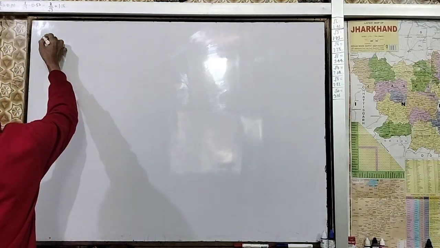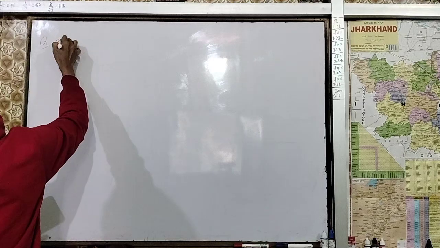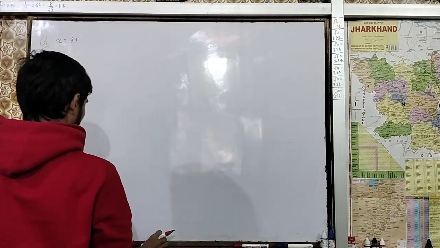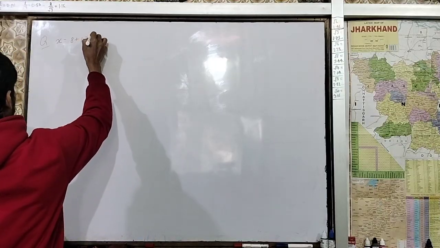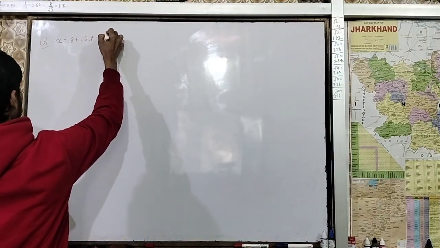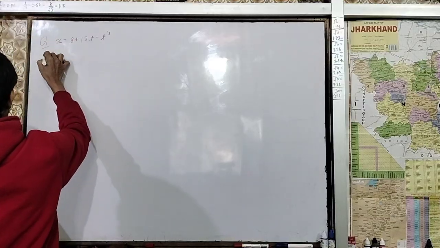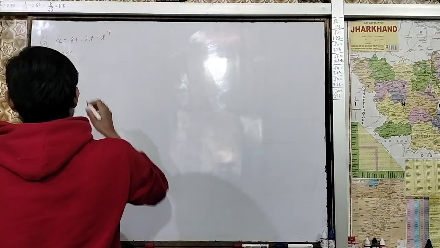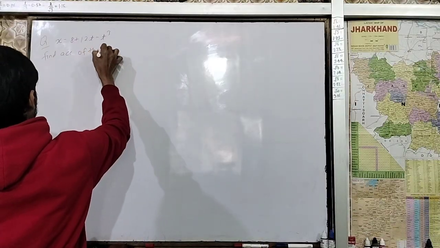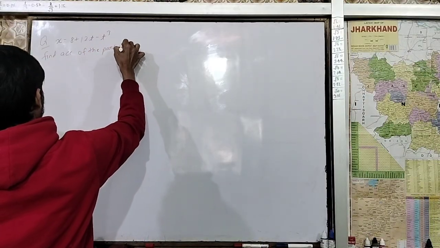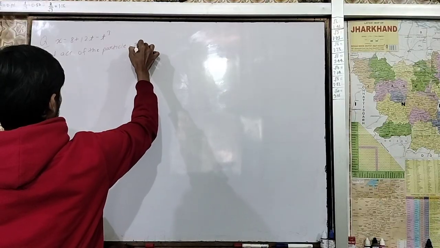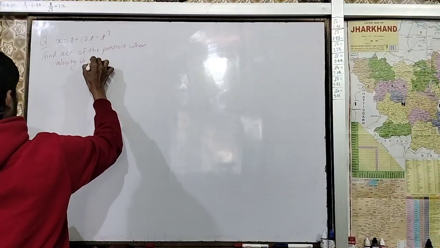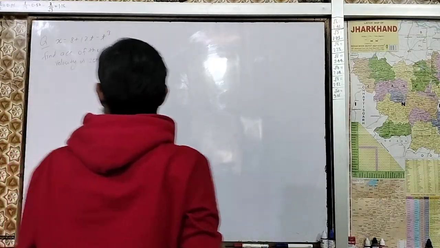Next question is: x equals 8 plus 12t minus t raised to power 3. We have to find the acceleration of the particle when velocity is 0. When velocity is coming as 0.